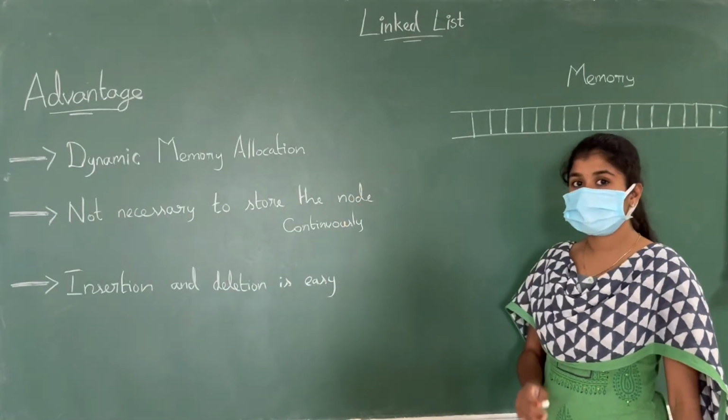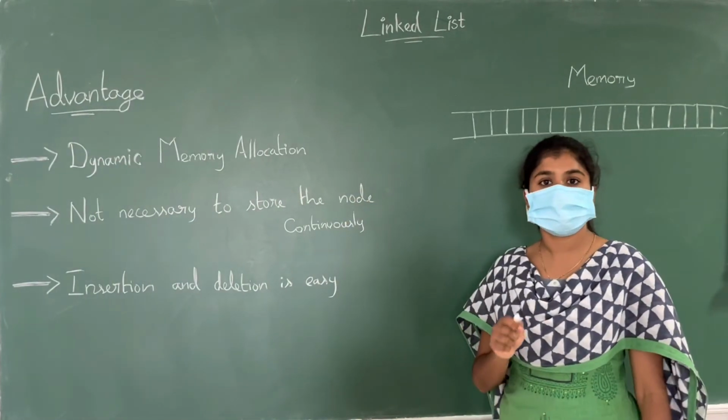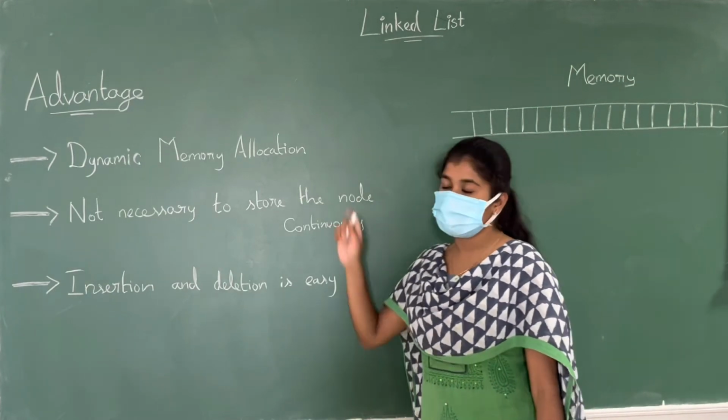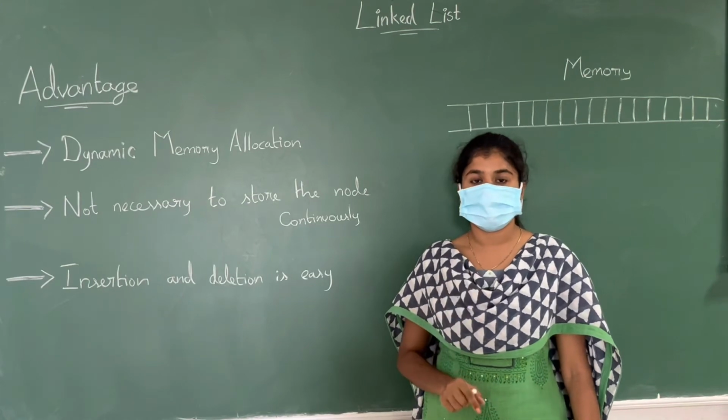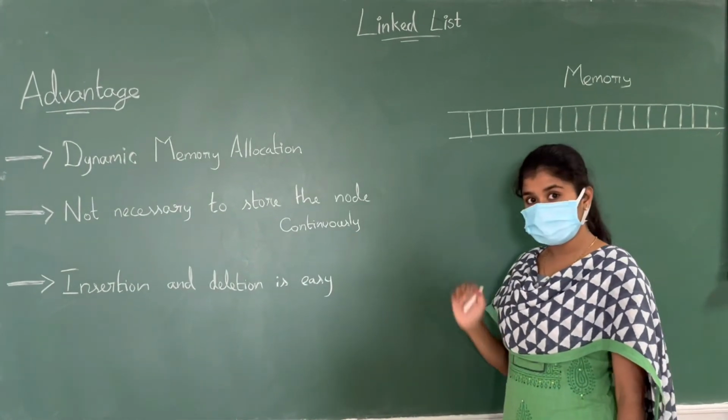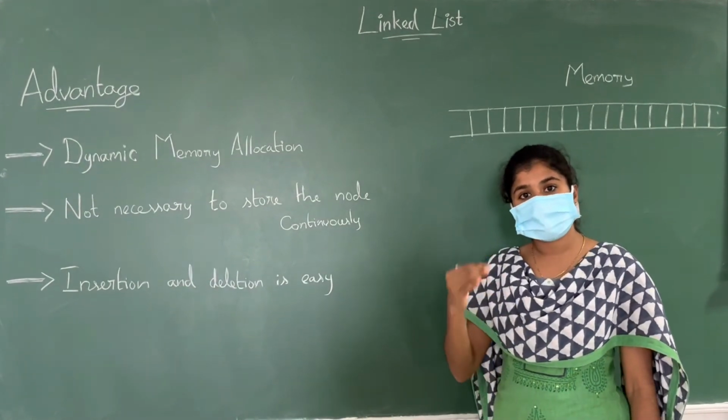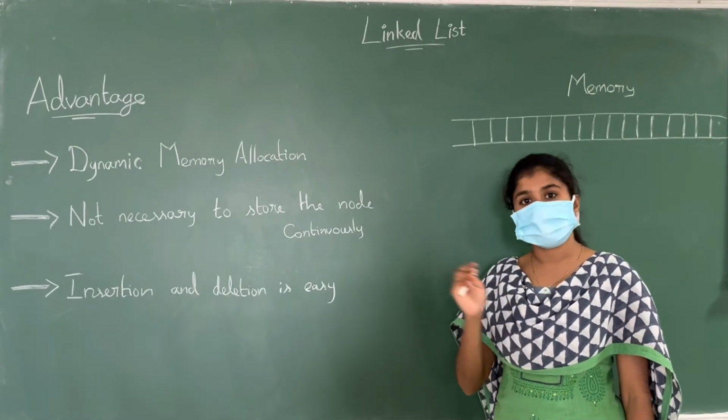Some of the advantages of linked list are these three, and we will be looking into them one by one. First one is dynamic memory allocation. In an array, the size of the array has to be predefined, but it is not like that in a linked list. We can store as many elements as we want until the memory becomes full.